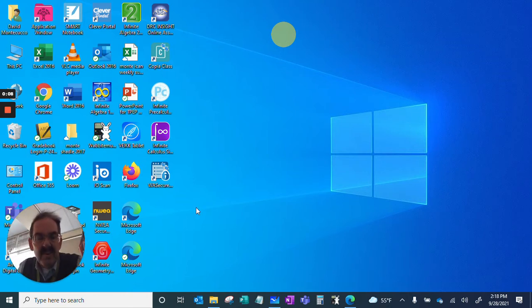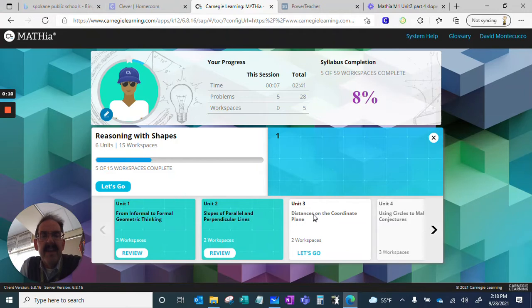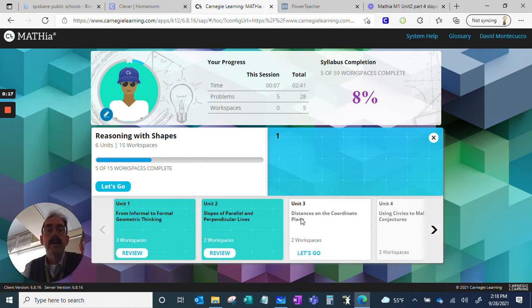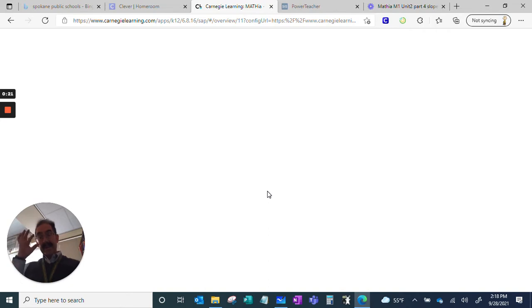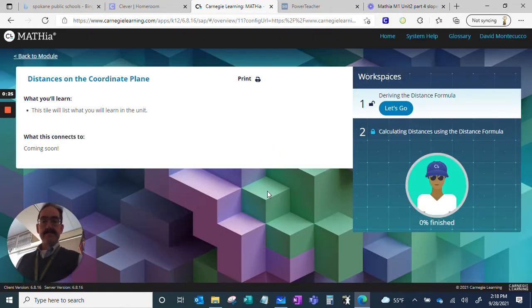Okay, here we go. Let's get back to Mathia. Now we're going to be in distances. So we're in Unit 3, Module 1, Topic 1, distance on the coordinate plane. Okay, so this is Pythagoras stuff here. All right, deriving the distance formula.